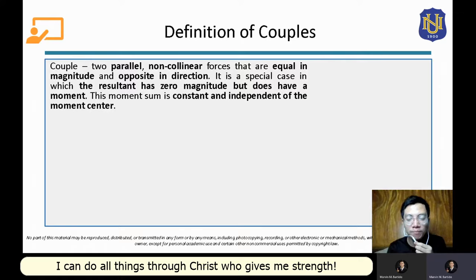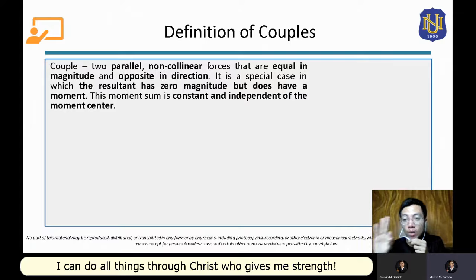The first definition: a couple is two forces that are parallel, non-collinear, equal in magnitude, and opposite in direction. These are the conditions that have to be met for you to say that two forces are a couple. The first one, it has to be parallel. The second, it has to be non-collinear, meaning they are not located in one line of action. They are non-collinear, but they are parallel.